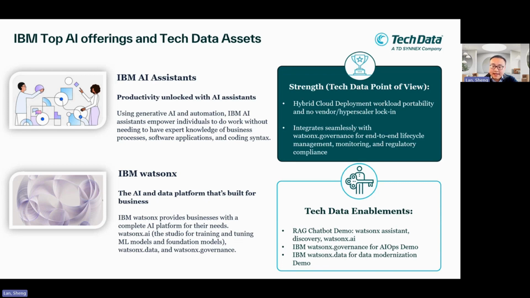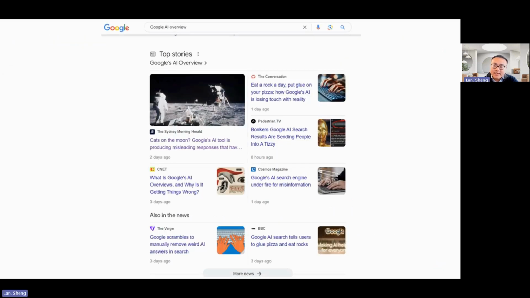Responsible AI and trusted AI are very important, and not only because of regulation and compliance. More importantly, it is about business reputation. One recent example is from Google. They had their I/O conference in the last few weeks, and they released a new feature called AI Overview.